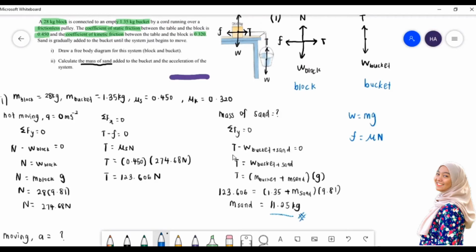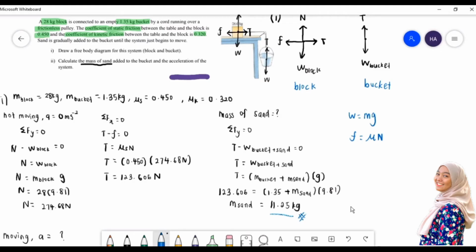Kita kembangkan dia. Kita akan dapat T equals to M bucket plus sand darab dengan gravity. Okay, so kita ada mass of bucket, kita ada gravity, kita ada T. So, kita boleh cari M sand. So, T tadi adalah 123.606 Newton. M bucket adalah 1.35 yang dia dah bagi tadi. Lepas tu, kita nak cari M sand, mass of sand, darab dengan 9.81 gravity. So, kita dapat mass of sand 11.25 kg.